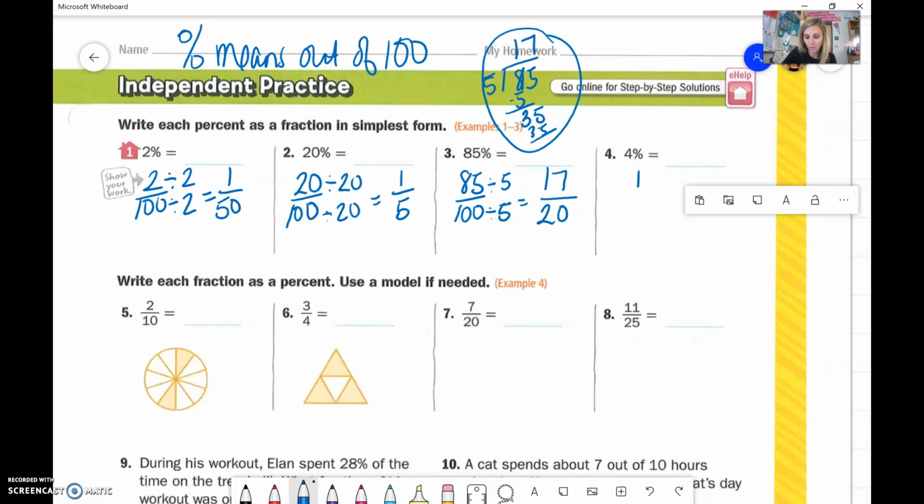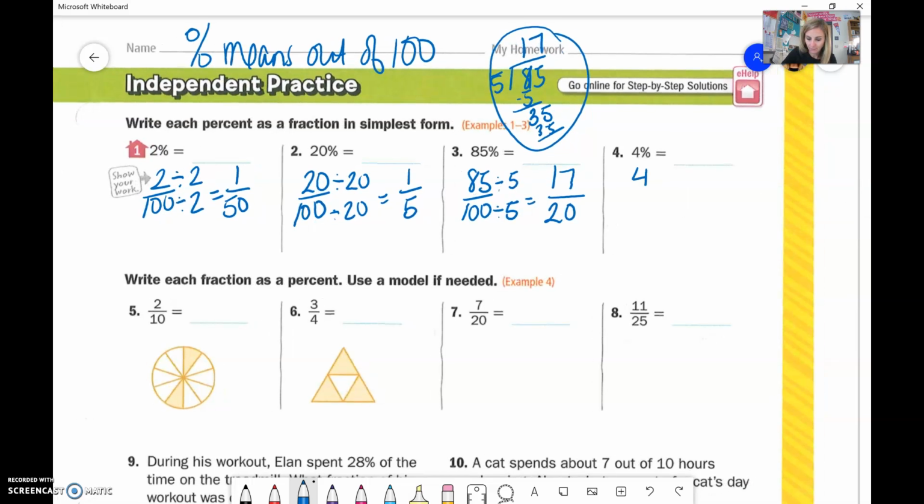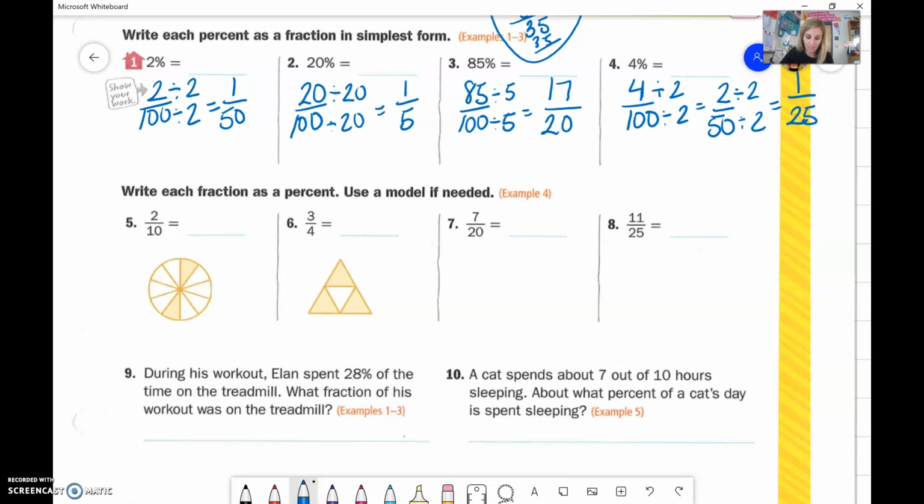The next one, 4 over 100, because percent means out of 100. Since I know that they're both even, I'm going to start with dividing by 2. So 4 divided by 2 is 2, and 100 divided by 2 is 50. When I see those, I notice that I can again divide both of those by 2 because they're even. So that gives me 1 over 25, since 50 divided by 2 is 25.